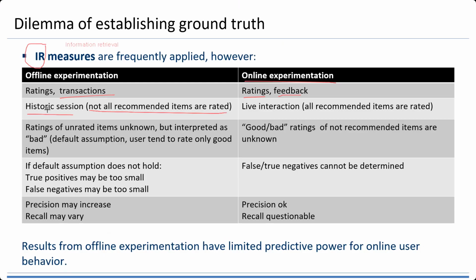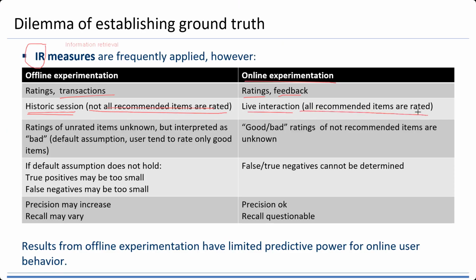If we use just historic session, we can just assume. So sometimes in online e-commerce or movie systems, they have assumptions and they use their assumption. Because not all recommended items are rated, especially if you have a new movie. How can you recommend a new movie when there is no rating? So we just use randomly, or they have some rules, or live interaction. All recommended items are rated.